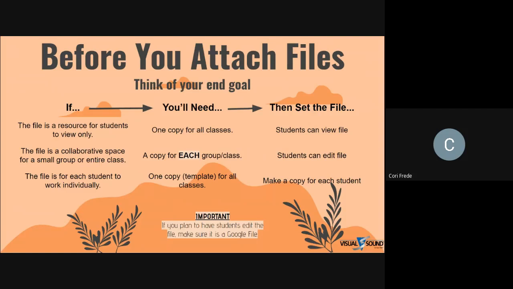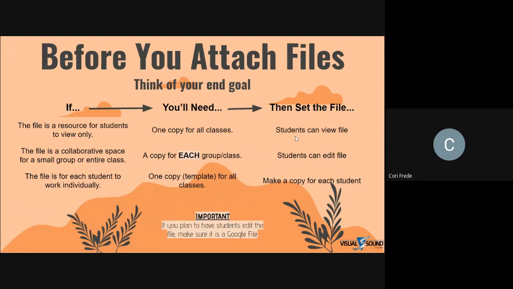So one of the biggest things that I have heard from teachers in the past 2 weeks is that they've given files to their students, but the files are not working the way they want them to. So this little chart here that I created is the before you attach the file, what is your goal? So if you want the file to just be a resource, perhaps you have a PDF copy of a textbook, or perhaps you made your PowerPoint and you are doing a webinar like I am right now, but you want the students to have their own copy. So if it's just a view-only copy, you just need the one master copy for yourself. And when you attach it to your classes, all students can view the file.